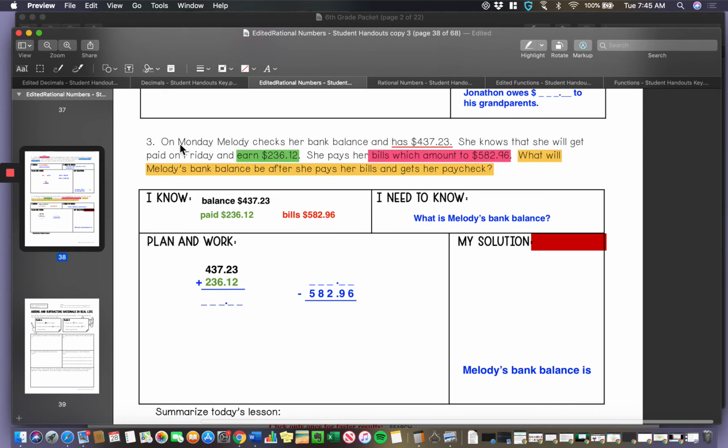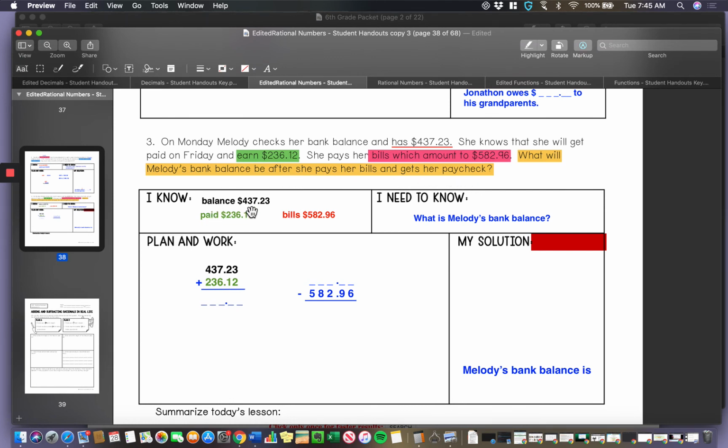Number 3, on Monday, Melody checks her bank balance and it has $437.23. She knows that she will get paid on Friday and earn $236.12. She pays her bills, which amount to $582.96. What will Melody's bank balance be after she pays her bills and gets her paycheck?